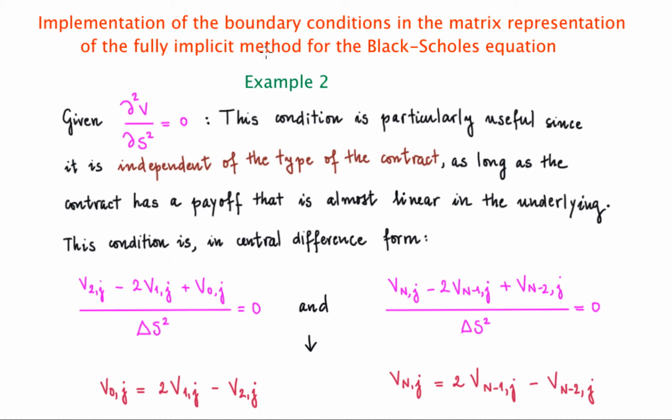We are going to see here another example of a boundary condition, in order to implement it as a boundary condition in the matrix representation, again, of the full implicit method for the Black-Scholes equation. So the one we are going to consider is the following.